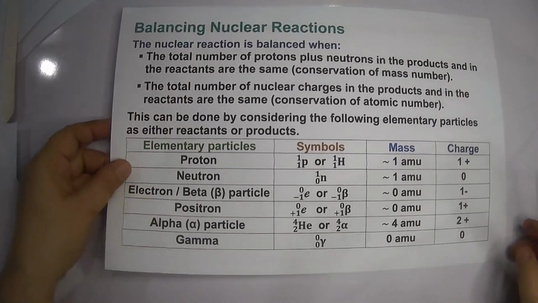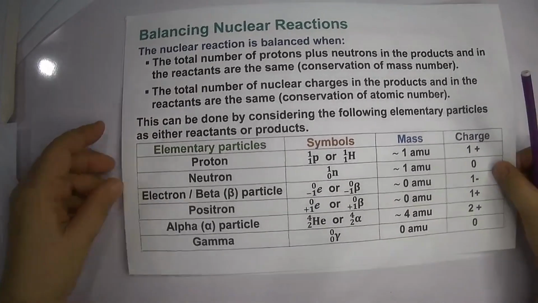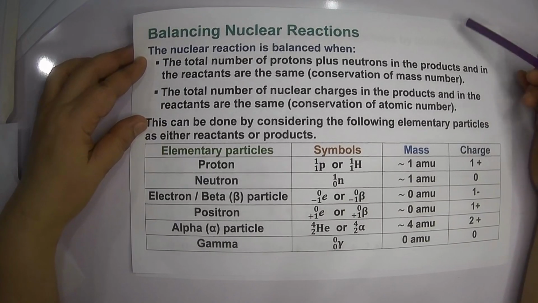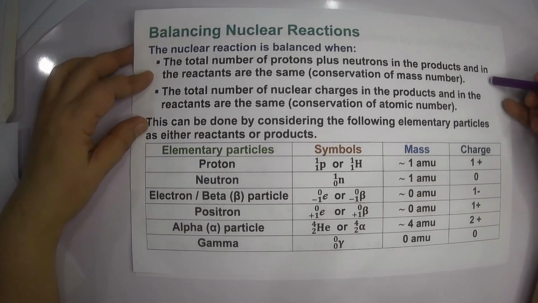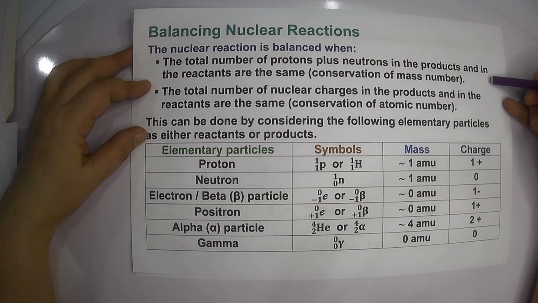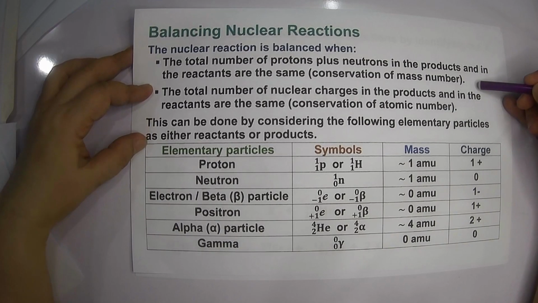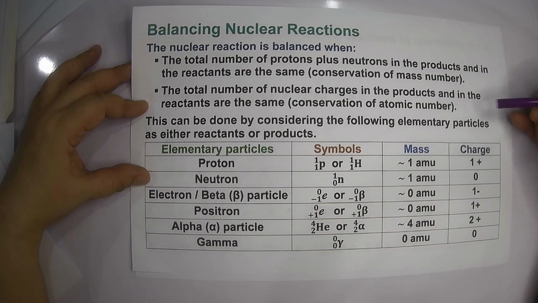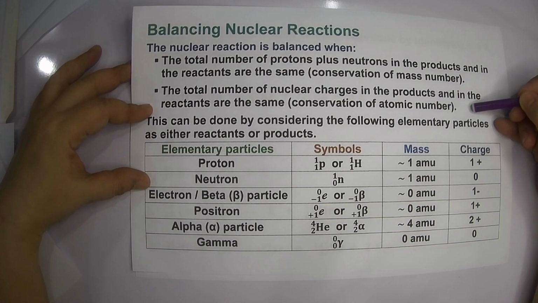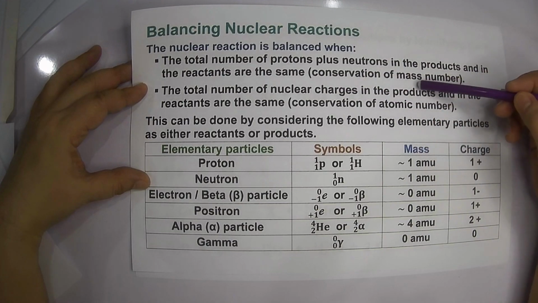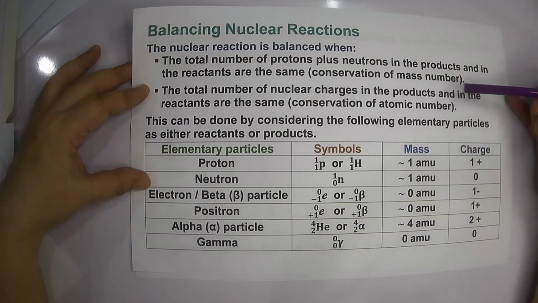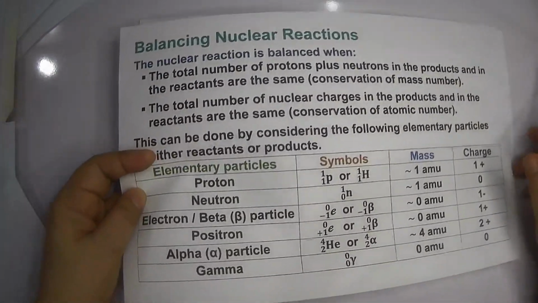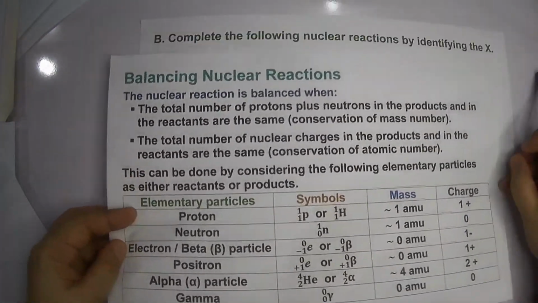Okay, let us apply this technique of balancing nuclear reactions. A nuclear reaction is balanced when the total number of protons plus neutrons in the product and the reactant are the same. That is a way of conserving the mass number. The conservation of atomic number is applied when the total number of nuclear charges in the product and in the reactant are the same. Let us have some examples to illustrate the technique.